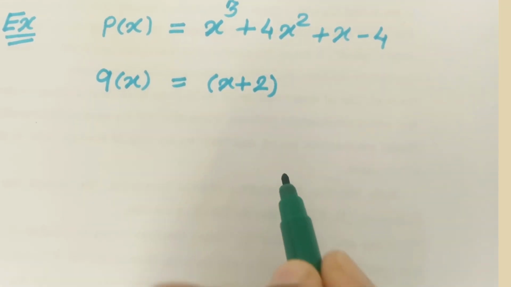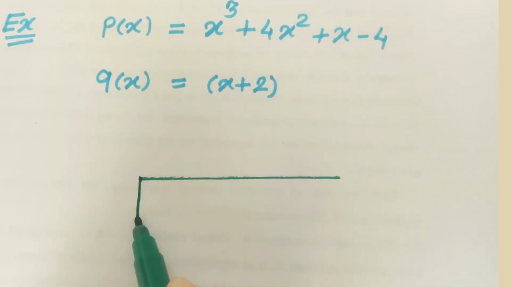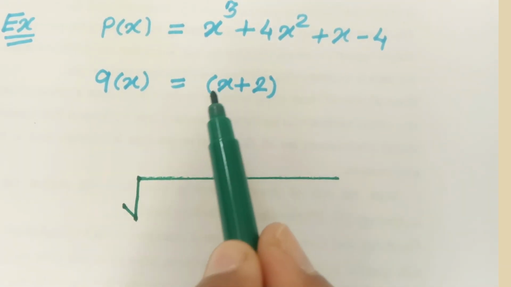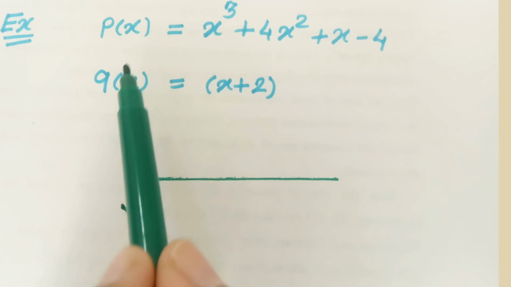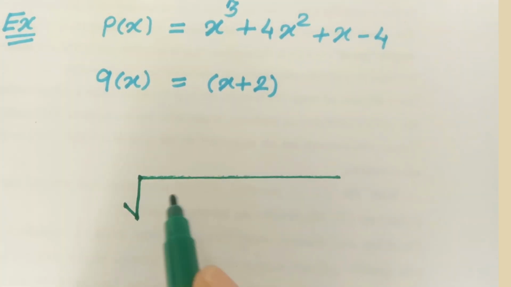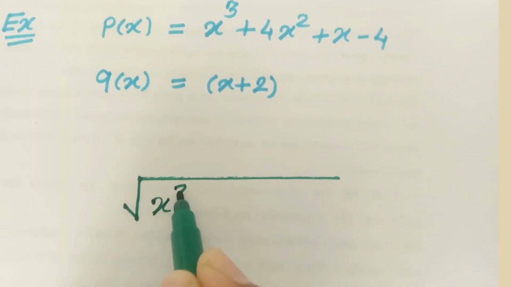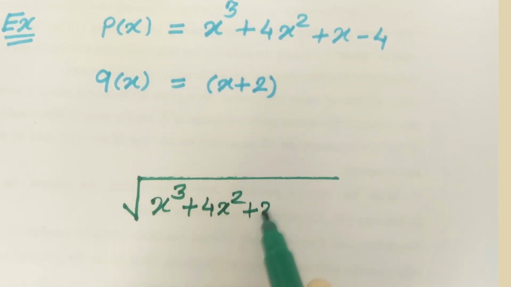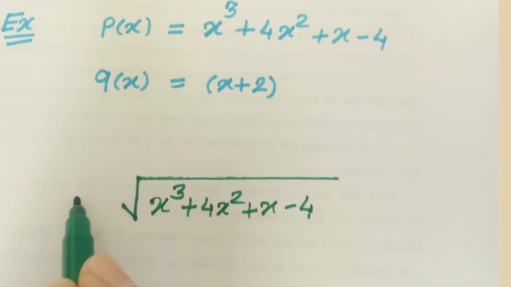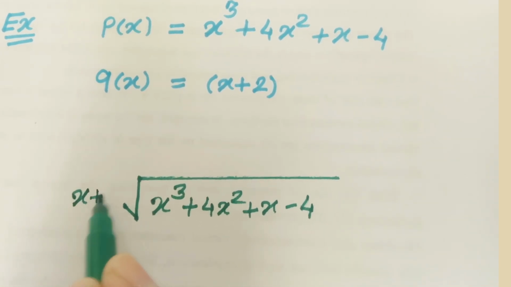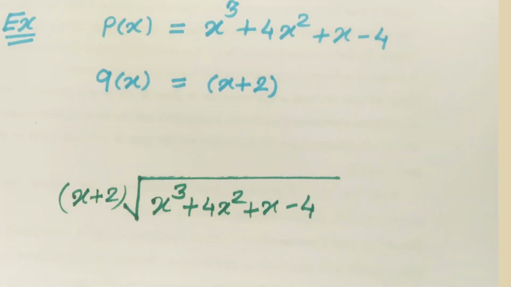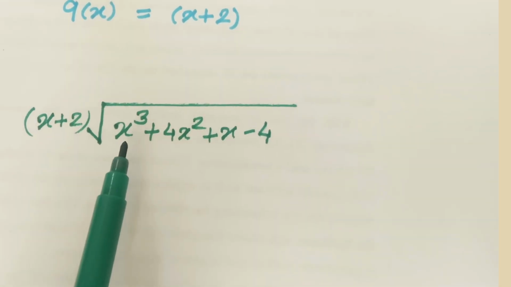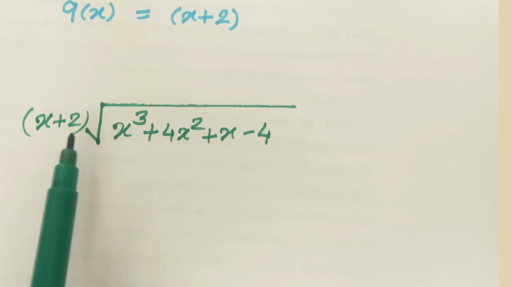We want to divide, so we use division, that is p of x we have to divide. Here in the example we want to divide p of x by q of x, so I am writing p of x polynomial, that is x cubed plus 4x squared plus x minus 4, and this polynomial divided by x plus 2. And it's very easy, you just have to compare the number contained in the first term.